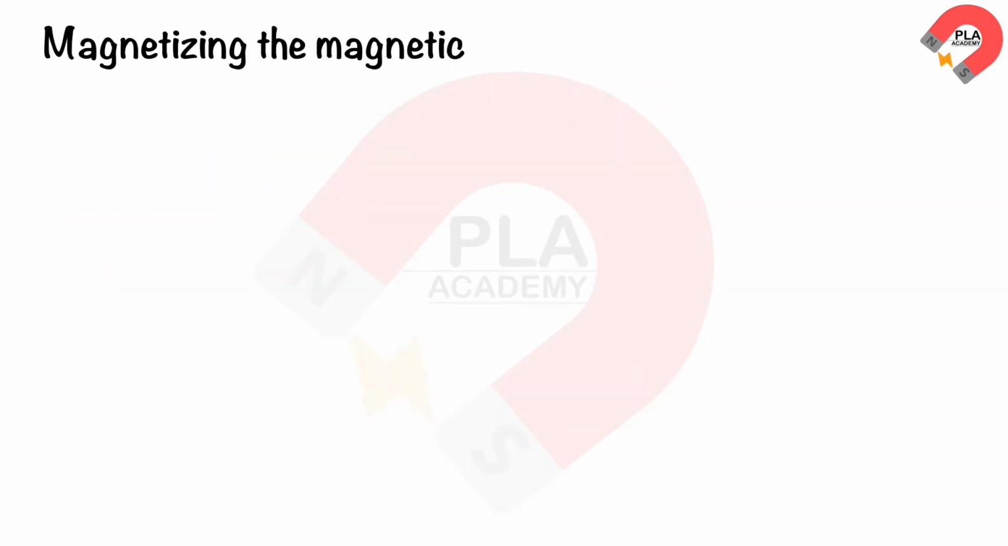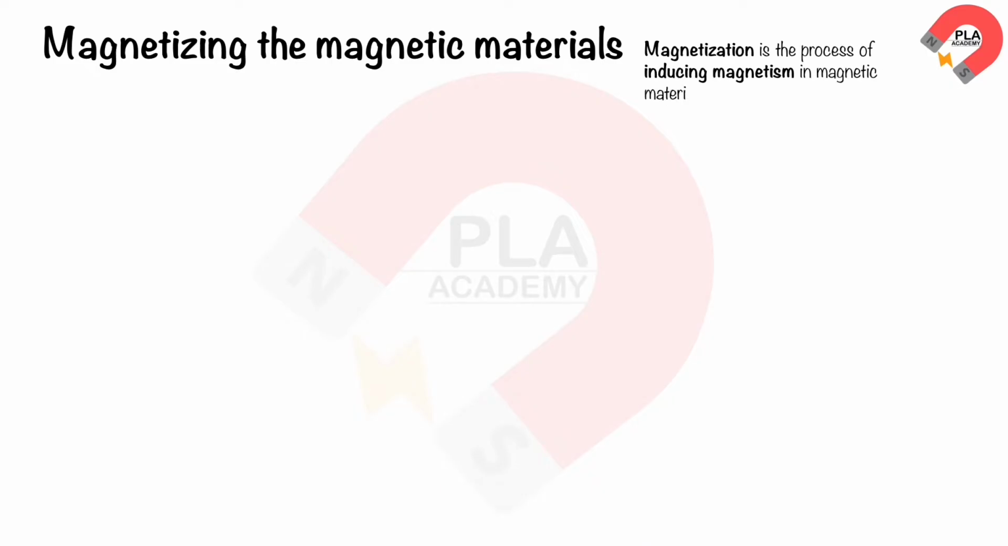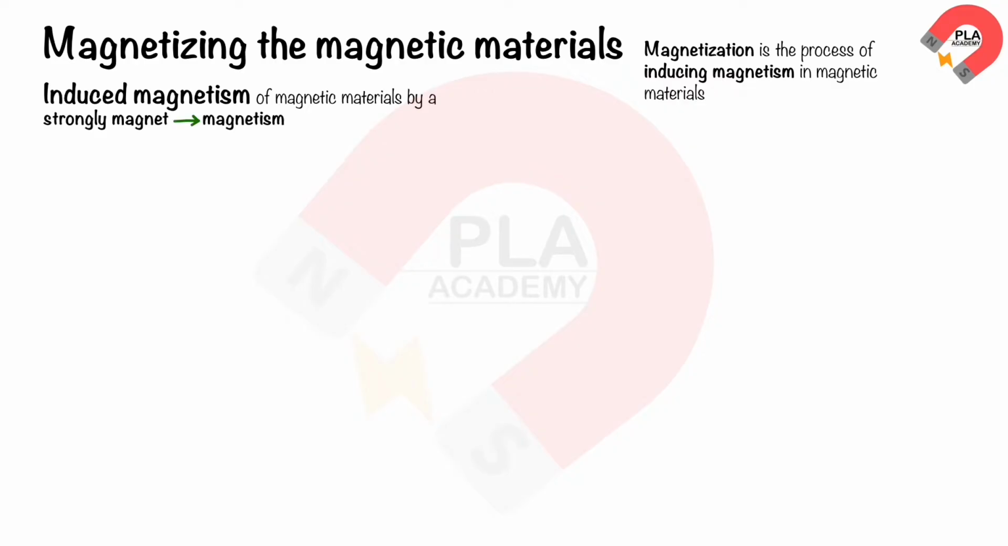Magnetizing the magnetic materials. Magnetization is the process of inducing magnetism in magnetic materials. There are three ways to magnetize a magnetic material. First, induced magnetism by a strong magnet. Iron and steel can be magnetized when placed near a magnet, but the magnetism is usually weak.